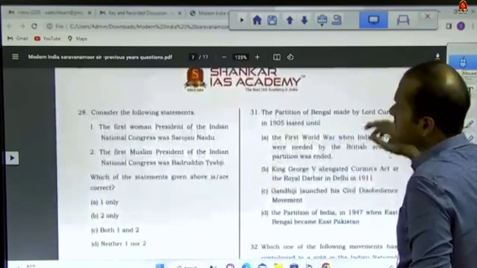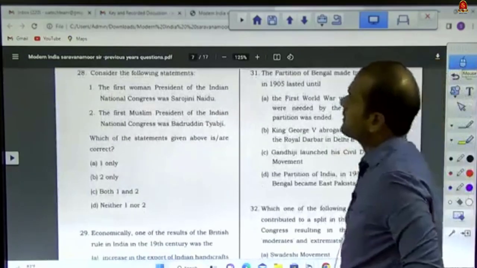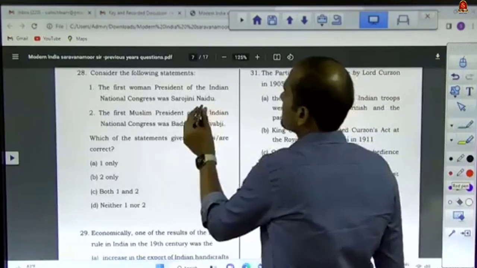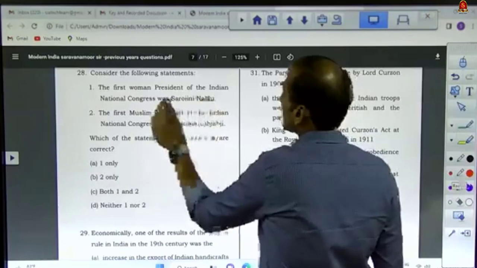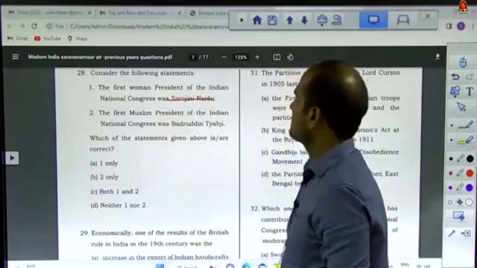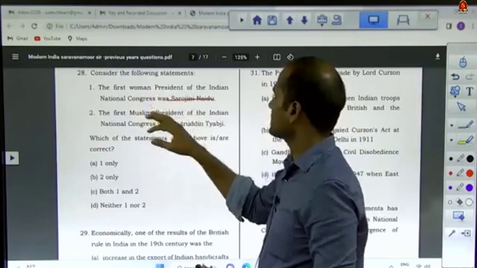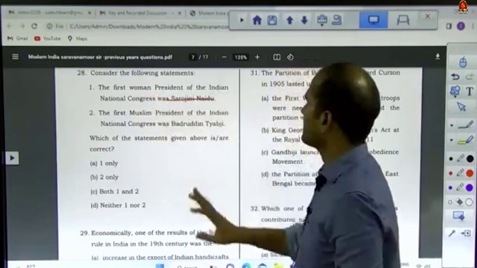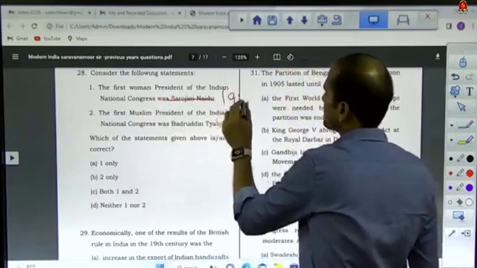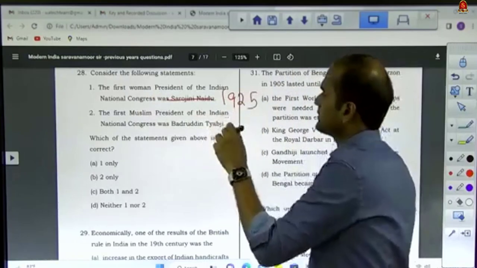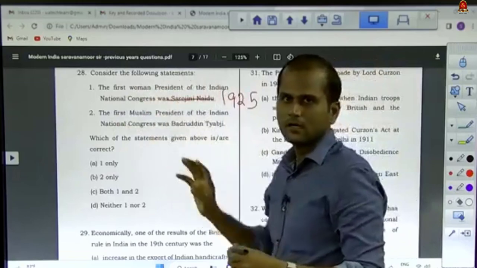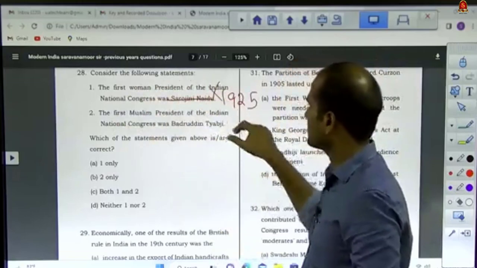Next, consider the following statements: the first woman president of the Indian National Congress was Sarojini Naidu. It's wrong. In 1917, it was Annie Besant. The first Indian woman president of the Indian National Congress was Sarojini Naidu in the 1925 session. So carefully look at that. Annie Besant, 1917, so this statement is wrong.